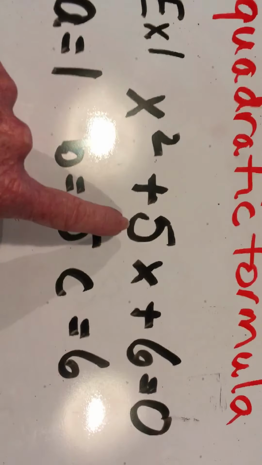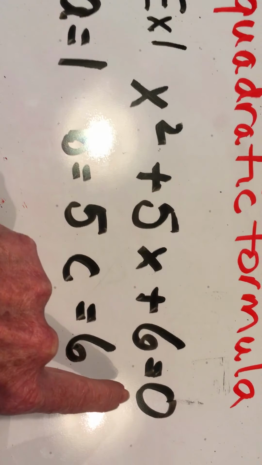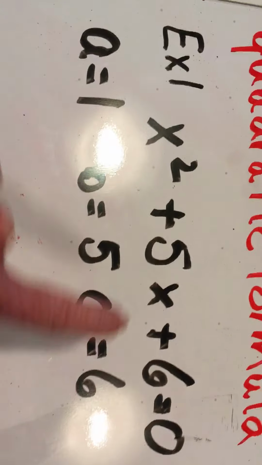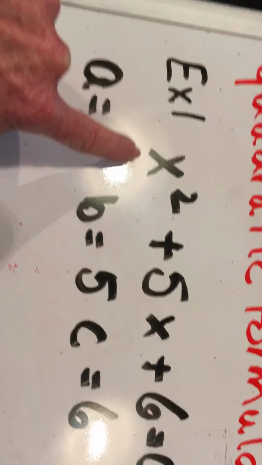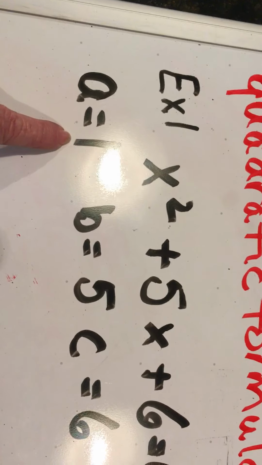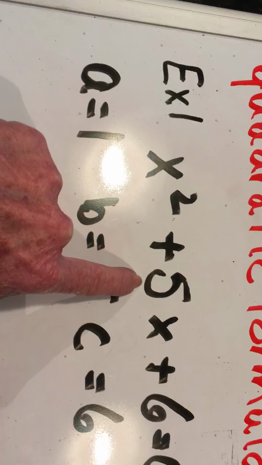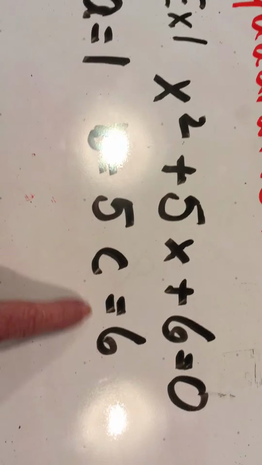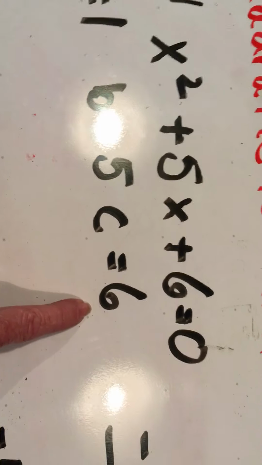So let's work through our first example. X squared plus 5x plus 6 equals 0. Your directions would be to solve. A is your coefficient on your x squared, which is 1. B is your coefficient on x, which is 5. C is your constant, which is 6.